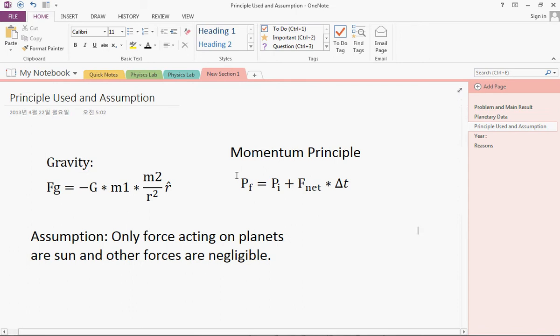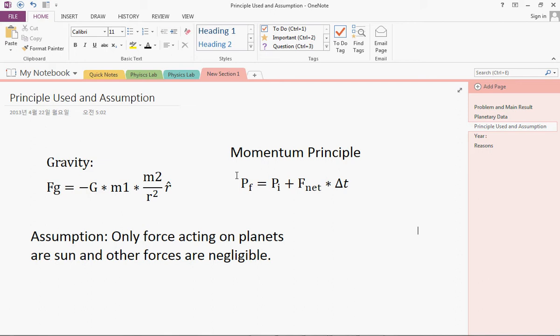First of all, to make a computational model, we have to know which principle is used. So I use the gravitational principle, which is negative G times m1 times m2 divided by the distance between the two squared, times r hat, which is just the direction data. And I use the momentum principle to update the position. So what you have to do is use p to predict the final velocity, and with the final velocity you will predict the position, and they use the momentum principle.